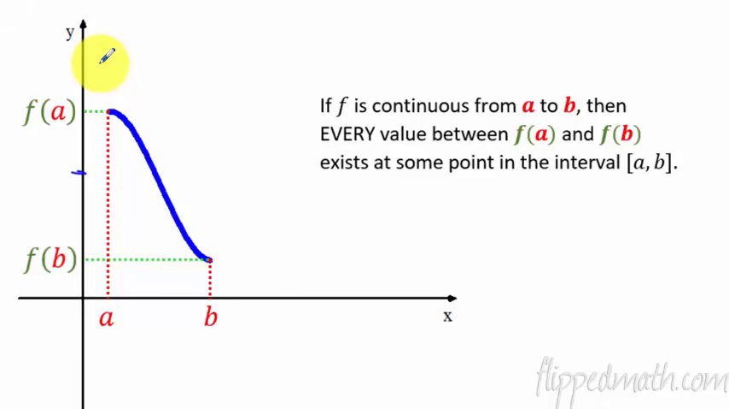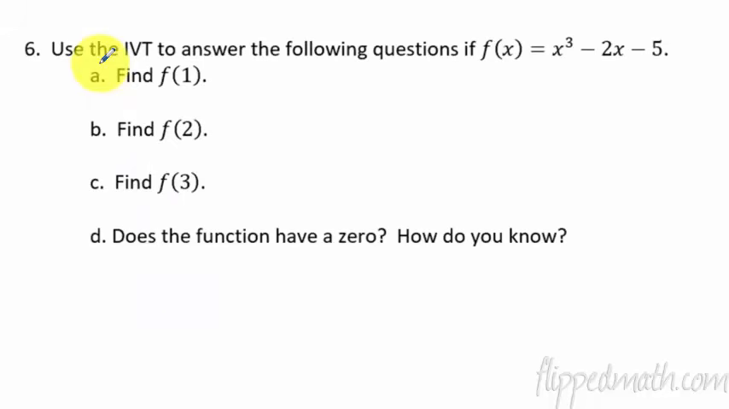So let me give an example of the most common time when something like this happens. We're going to use intermediate value theorem to answer just a few questions here. So here's a function, x cubed minus 2x minus 5. Let's find f of 1. So if I plug in a 1, I'm going to get 1 cubed, which is 1, minus 2 times 1, which is 2, minus 5. So what does that equal? Negative 6. Okay, negative 6.